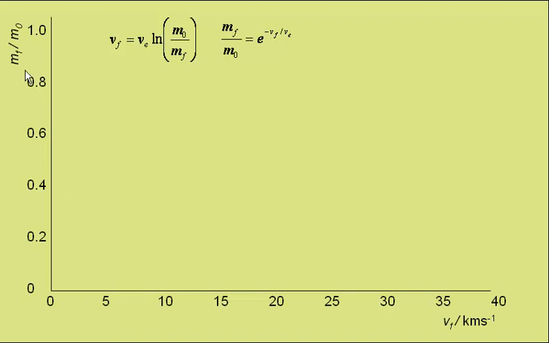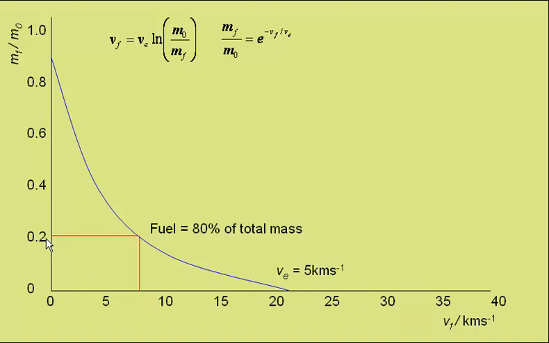Here we have the rocket equation again, which we can rearrange to get this expression, allowing us to plot a graph of the ratio of final to initial masses against the actual final velocity of the rocket. We get a line something like this for an exhaust gas velocity of 5 kilometers per second. And now, with the final to initial mass being at 0.2, meaning that the fuel is 80% or 4/5 of the total mass, we can get to around 7 kilometers per second.